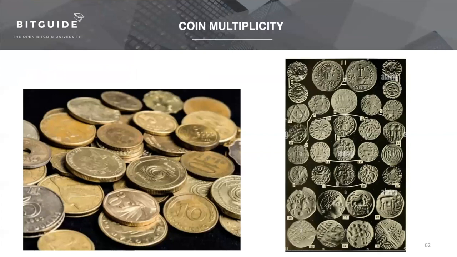So this is sometimes called coin multiplicity. When you have a variety of different coins, you end up having to barter those coins and each of them being really different. Again, you're back in square one and you really haven't solved the monetary problem.